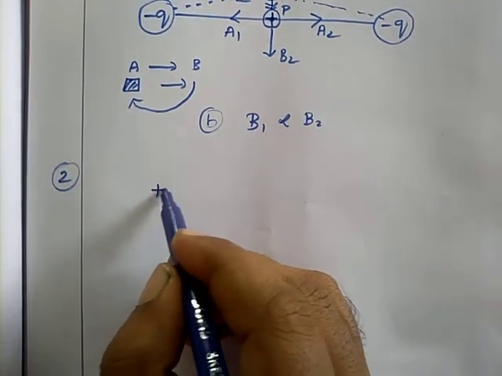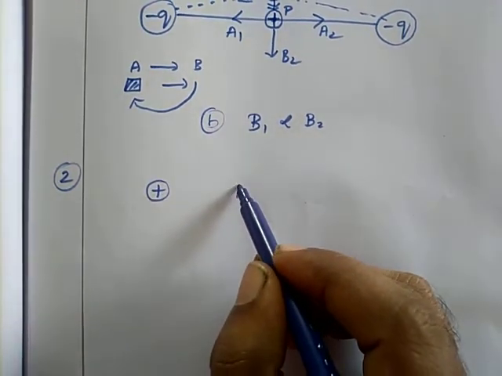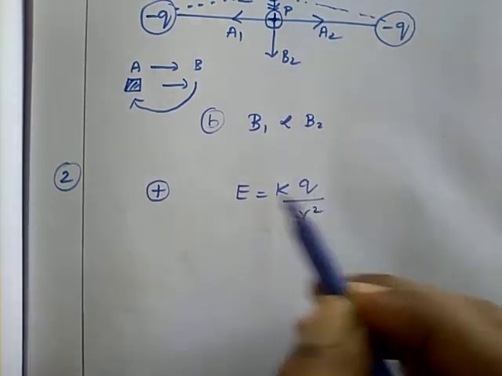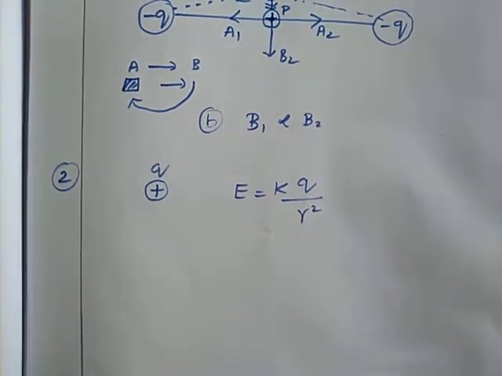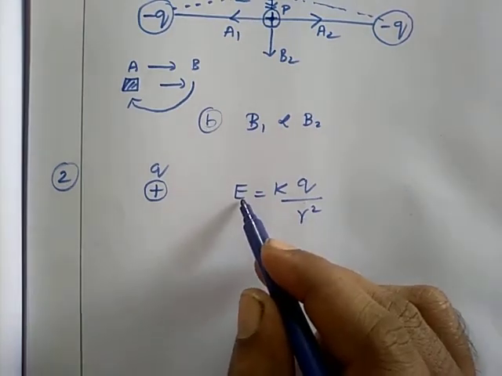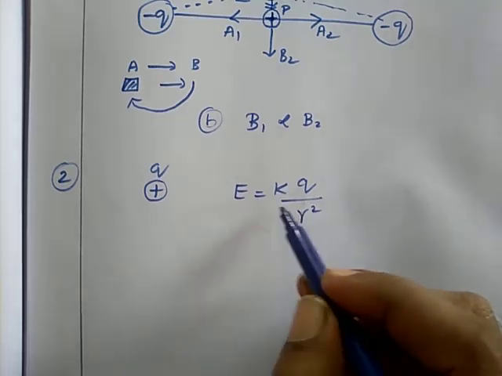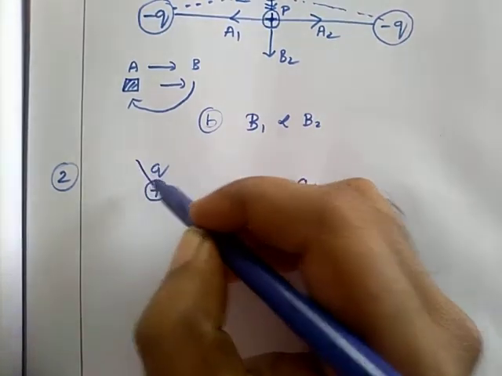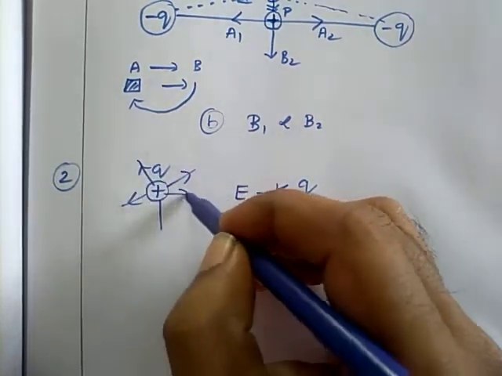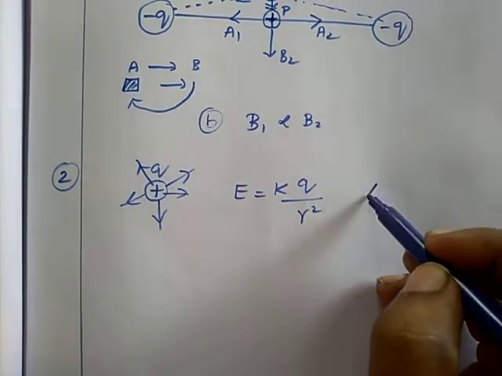Suppose the first option is point charge. For the point charge we know the electric field due to a point charge, E is equal to KQ by R square, where Q is the charge of this point charge. If distance increases, then the electric field decreases. We know very well, because the electric field is inversely proportional to R square, since it produces a radial electric field like this. So this is not a correct answer. It produces a non-uniform electric field.